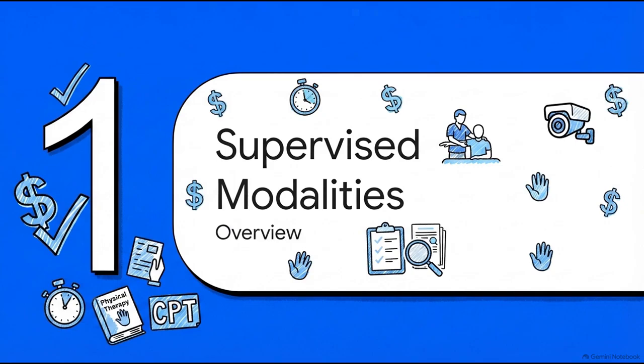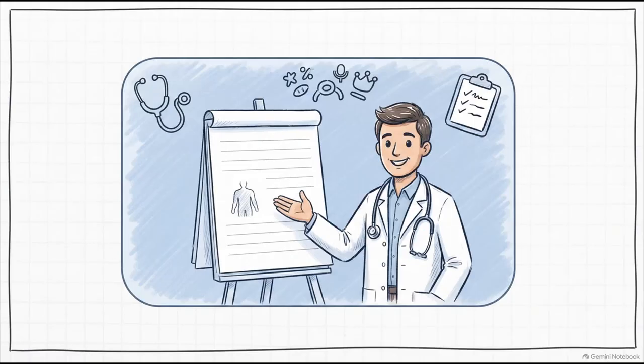Section 1. Supervised Modalities Overview. So, the CPT range from 97010 to 97028 covers supervised modalities. By definition, this involves applying a modality to one or more areas of the patient's body. Now, the absolute key word here is supervised. What does that actually mean for you? Well, these treatments don't require constant one-on-one attendance by the provider for the entire duration, but, and this is crucial, the provider literally must be present in the clinic to oversee the safe delivery of the service.